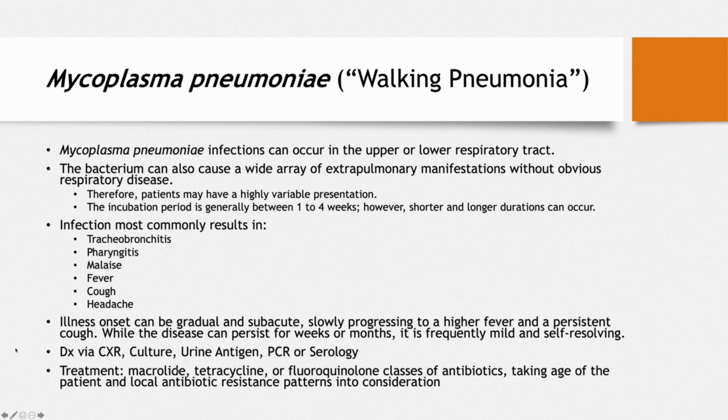Like we said before, a macrolide tends to be the treatment of choice, similar to the typical pneumonia. So Z-Pak tends to be first line. You can also give doxycycline or a fluoroquinolone, although we tend to reserve fluoroquinolones for more advanced cases of pneumonia. It says here, just like we mentioned before, that you want to be aware of your local antibiotic resistance patterns.